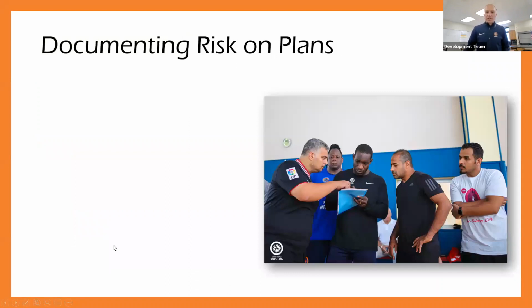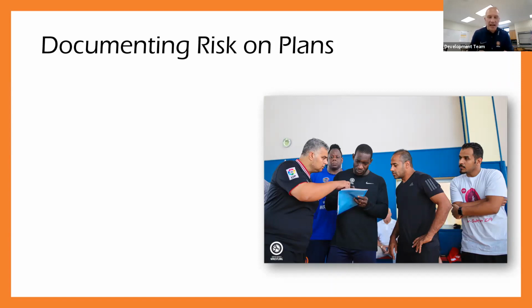The first one here is documenting risk on the plans. As I mentioned before, wrestling is a combat sport, and there's a certain level of risk that always comes with participating. But there are some drills, some games, and some techniques that have that possibility for potential injuries, and we need to be able to identify those early. And when we identify those, we want to document that on your plan.